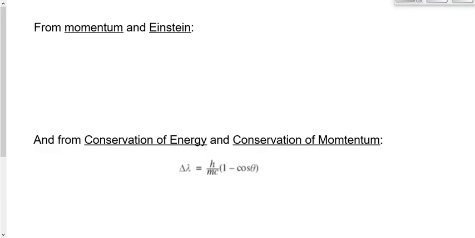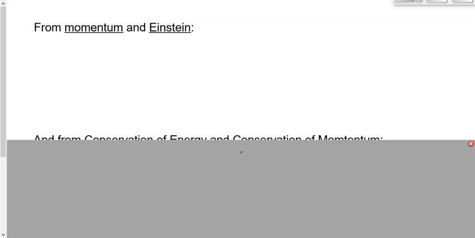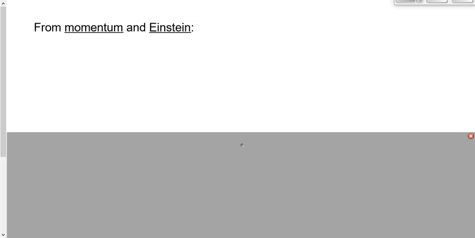Well, let's take a look at how we can have that momentum even with no mass. What's the equation for momentum again? You guys told me just a minute ago. P is equal to M times V. So let's write down that basic momentum equation here. P is equal to M times V.